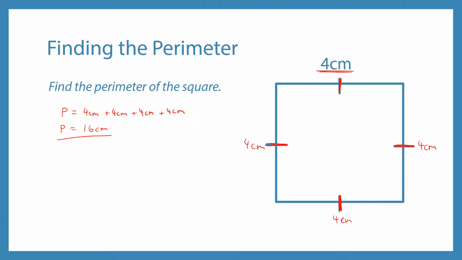A little quick aside, if you're trying to find the perimeter of a square, all you really have to know is the length of one side. Then you can go perimeter equals 4 times the length of that side. So in this case, perimeter equals 4 times 4 centimeters, which gives us 16 centimeters. So this here is just the formula for the perimeter of a square.